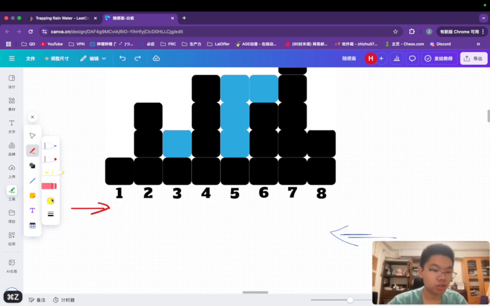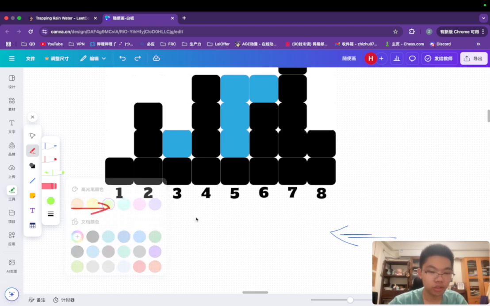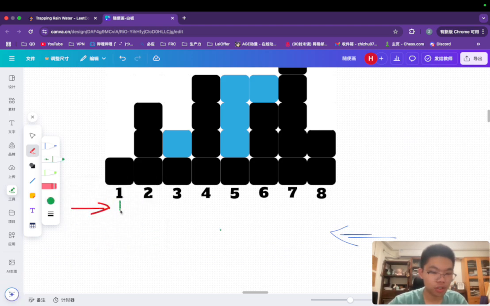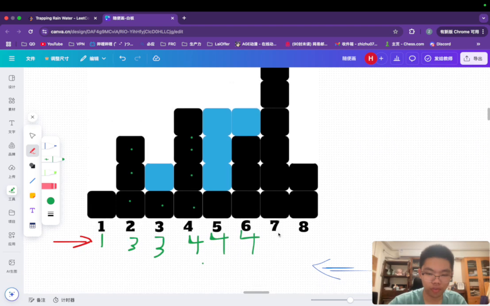Let me change the color to make it more clear. So the largest value is 1. And for the second position, the largest value so far is 1, 2, 3, so it's 3. And for the third position, although its own value here is 1, we still put the largest value so far, so 3. And for here, 1, 2, 3, 4, so 4, 4, 4, and here is 1, 2, 3, 4, 5, 6, 6, and 6.